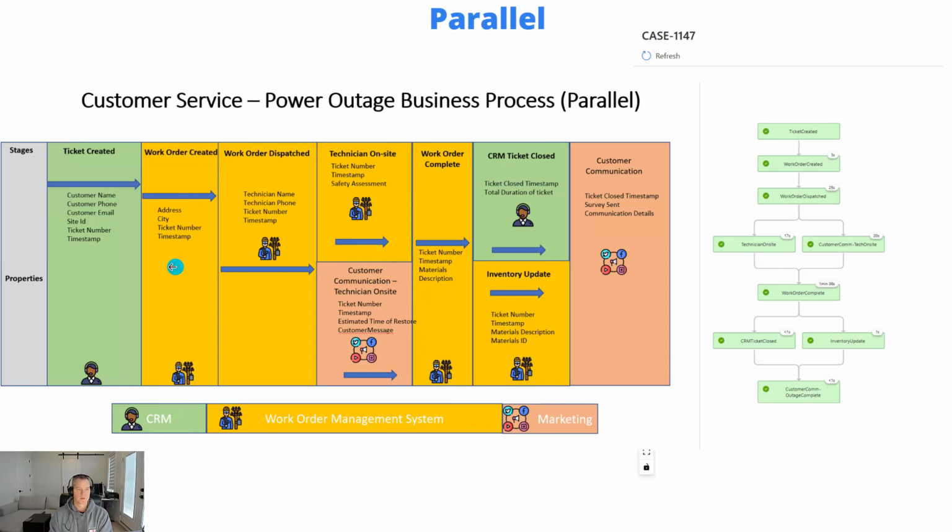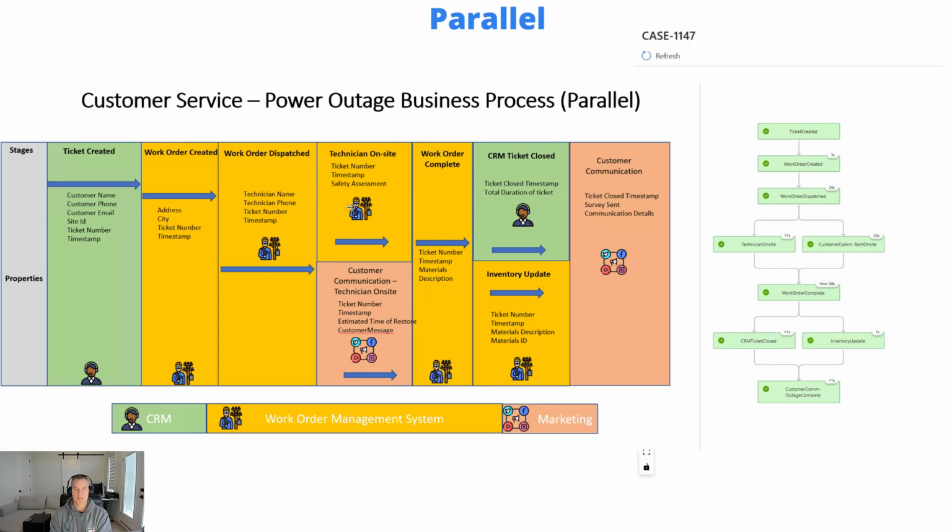So let me just quickly walk you through this. We've got in the CRM a power outage ticket that's going to get created. We're then going to pass that over to our work order management system. That work order management system is going to create a work order. Then we're going to dispatch that work order to a technician. That technician is going to show up on site. And in parallel, we want to let the customer know that there is a technician on site. So we're going to send them an email and let them know that the technician's on site. So that's something that's going to happen in parallel.